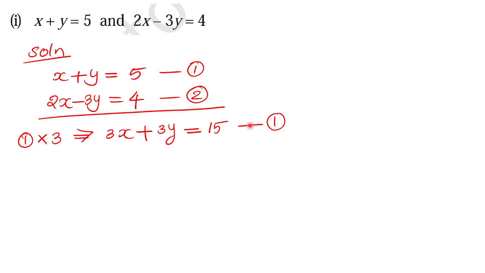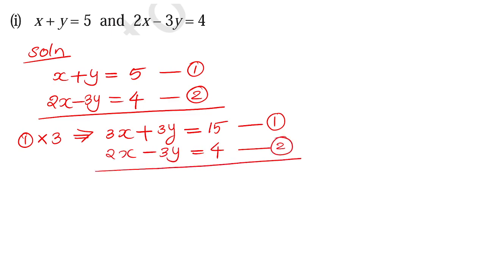The second equation, I don't want to make any modification. I am just copying the second one: 2x minus 3y equal to 4. Simply copying the second equation. Now, we can eliminate. Correct? We can eliminate by adding them.